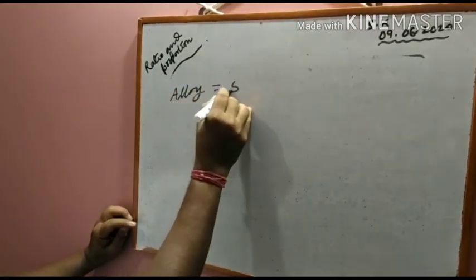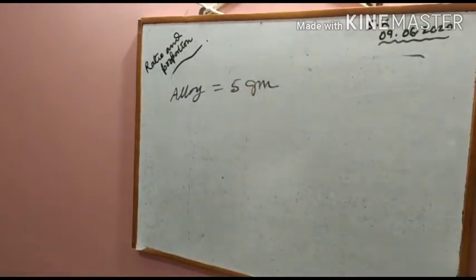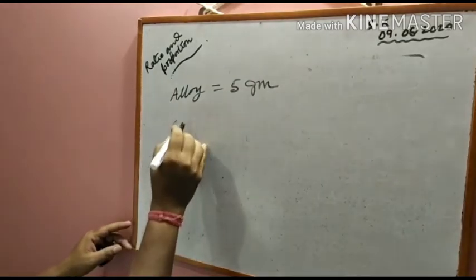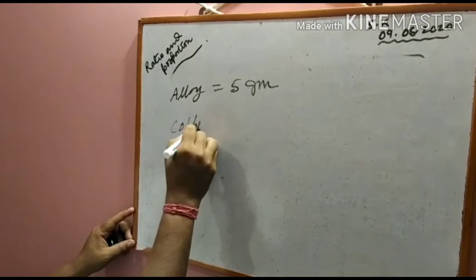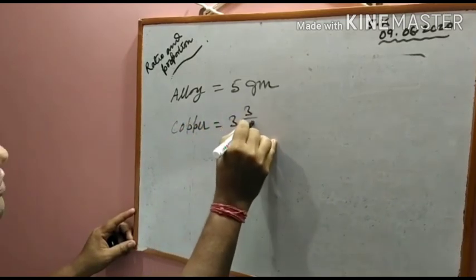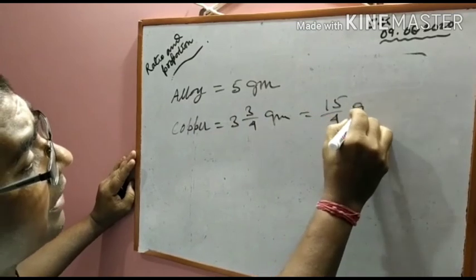here alloy is 5 gram. Alloy equals 5 gram. Okay, now copper is 3 whole 3 by 4. Copper is 3 whole 3 by 4 gram, that is 15 by 4 gram.